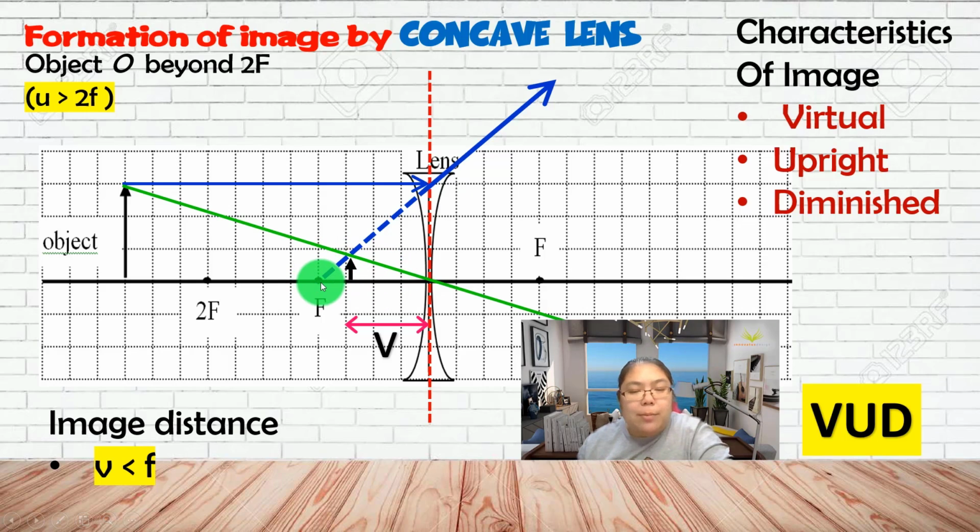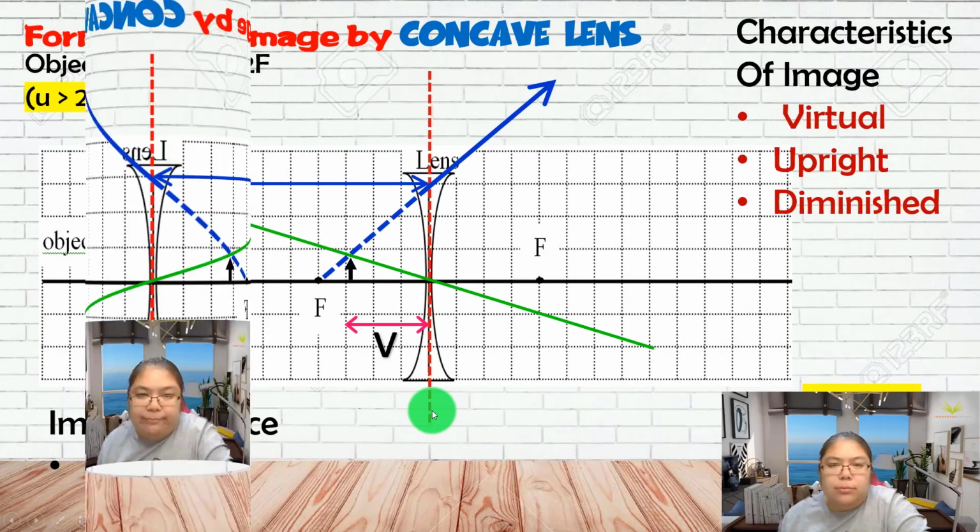So you do not need to memorize so much. You just memorize virtual together with upright, and the last one is diminished. For the concave, your result must be smaller, diminished. Then we see the short form. The short form is VUD: virtual, upright, diminished. Still the same. Now your image distance is always less than F.